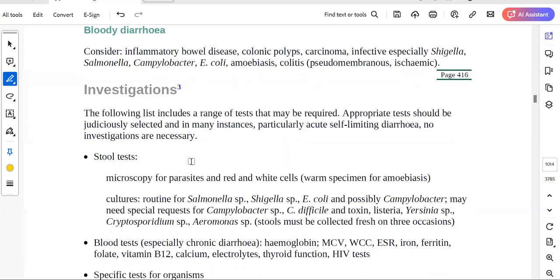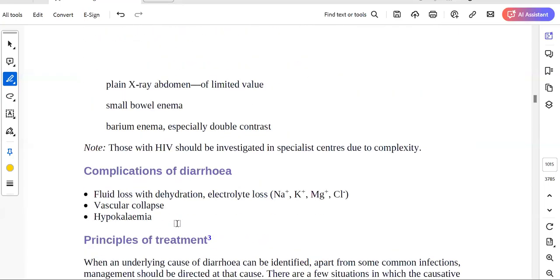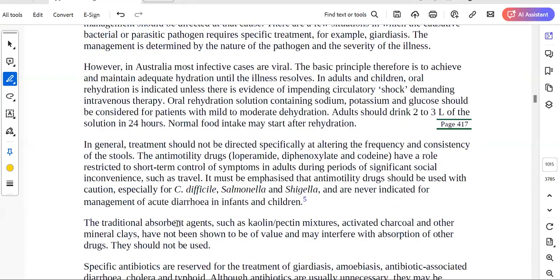So these initial things are for you to go through. I'm not going to read all of these things. You can read it.